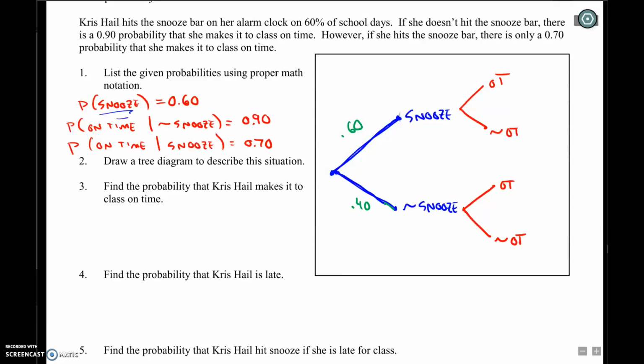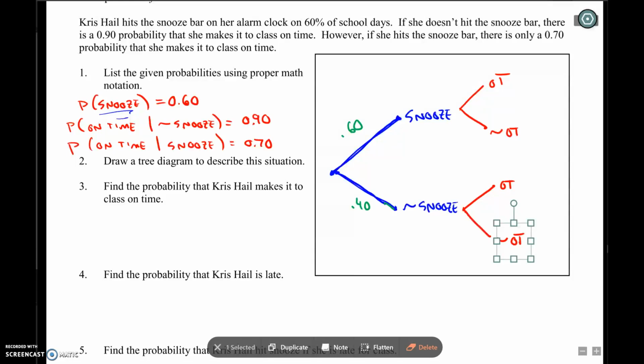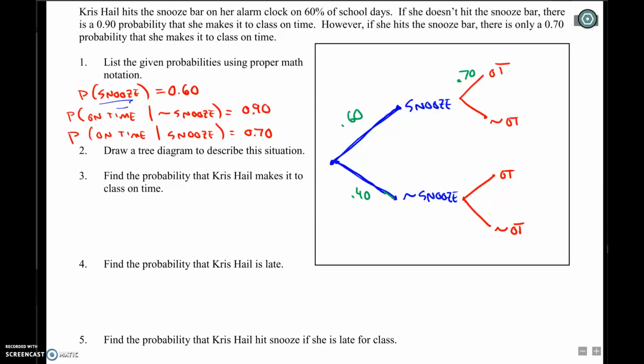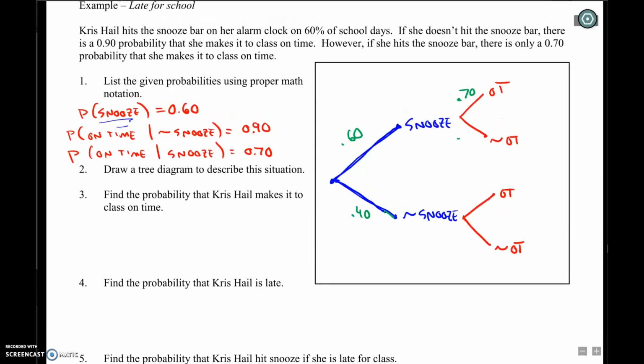This right here is the probability she's on time given she hits the snooze. So this tree diagram was made for these conditional probabilities, which is why it's kind of nice. The probability she's on time given that she hits the snooze is 70%. And if there's a 70% chance she's on time when she hits the snooze, then there is a 30% chance that she's not going to be on time if she hits the snooze, that she's going to be late.